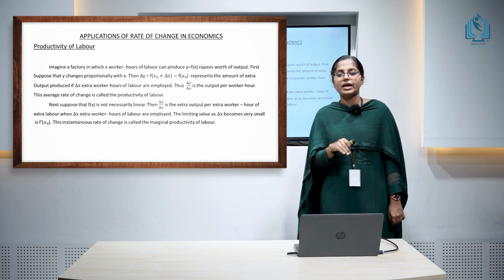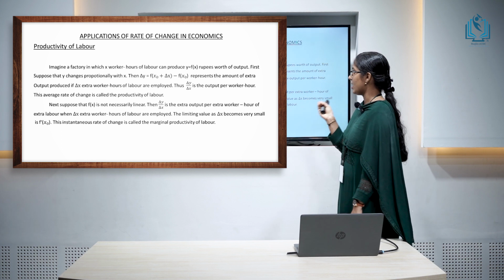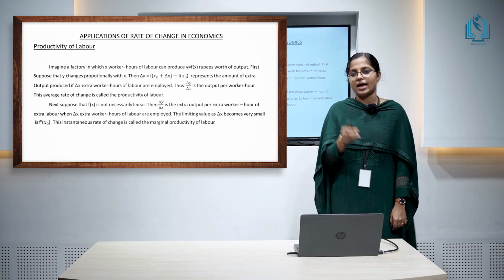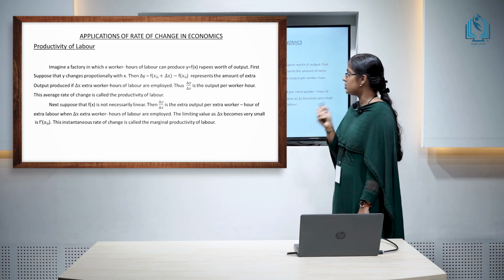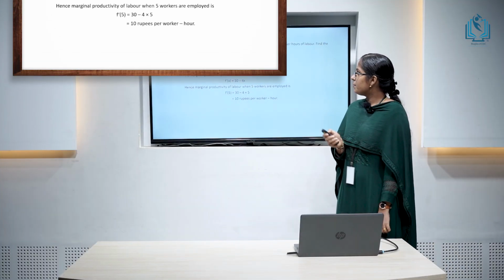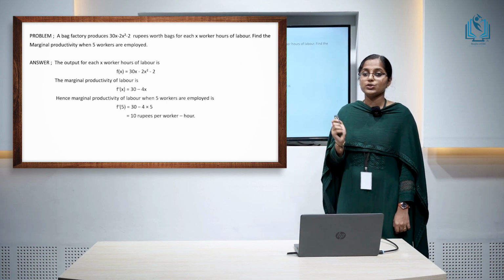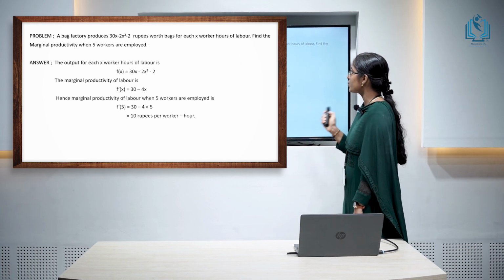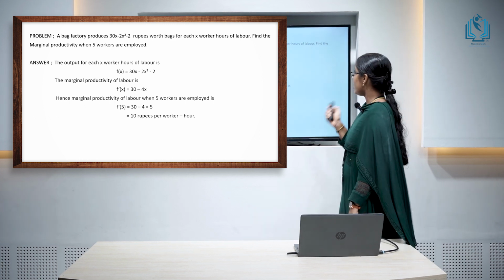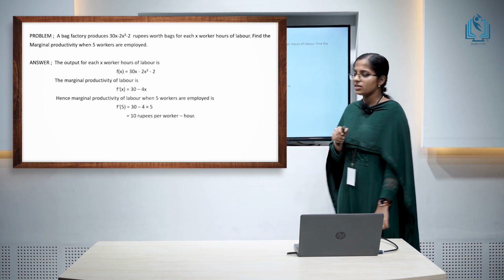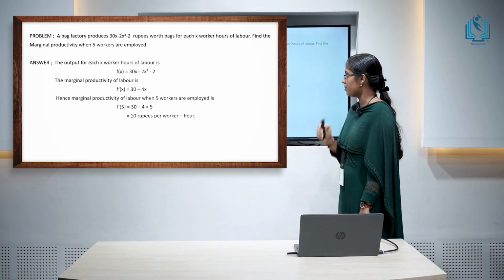That is, in the field of economics, we call the average rate of change productivity of labor and the instantaneous rate of change marginal productivity of labor. And the problem is, a bag factory produces 30x minus 2x square minus 2 rupees worth of bags for each x worker hours of labor. Find the marginal productivity when 5 workers are employed.